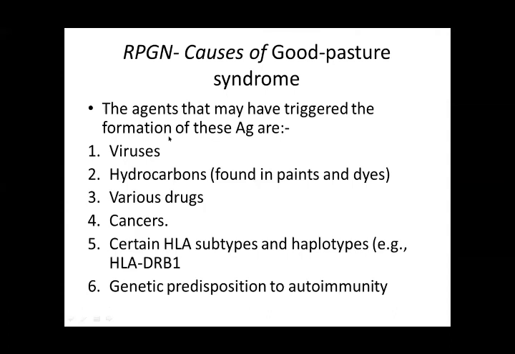So the antigens that have triggered the autoimmunity of Goodpasture could be viruses or malignancy, or certain HLA subtypes, for example HLA-DRB1, and some hydrocarbons that are present in paints and dyes. It means there are some chemicals doing the same, or it could be genetic predisposition to autoimmunity. But there is no one cause, right? Like all other autoimmune diseases, there is no one cause.